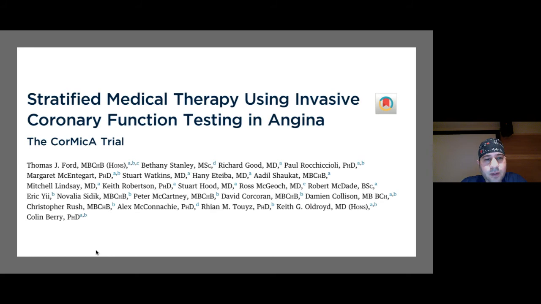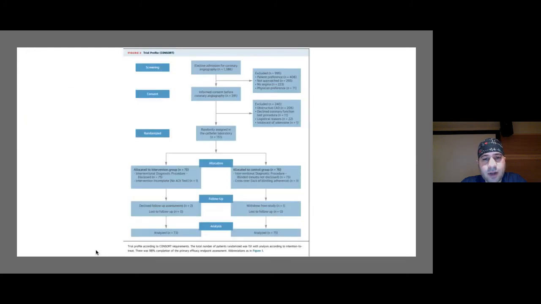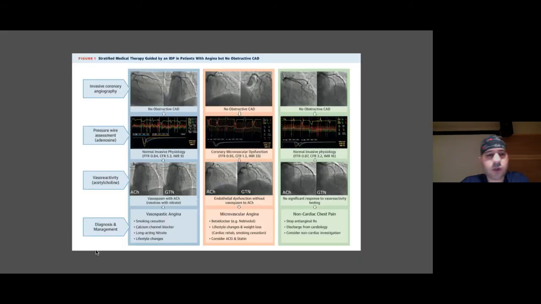This is the landmark CorMicA trial looking at medical therapy versus invasive functional testing in angina. What they did was randomize about 151 patients to either an invasive strategy group of workup versus a blinded control group. And this is the algorithm they used. Everyone went for an invasive coronary angiogram to rule out obstructive coronary artery disease. If no obstructive coronary artery disease was documented, then a pressure wire assessment was done, inducing hyperemia with adenosine.